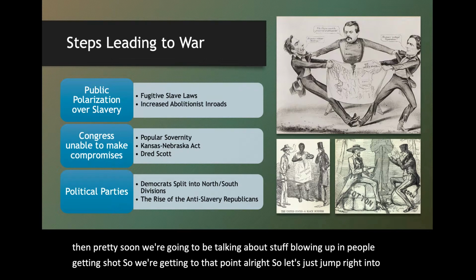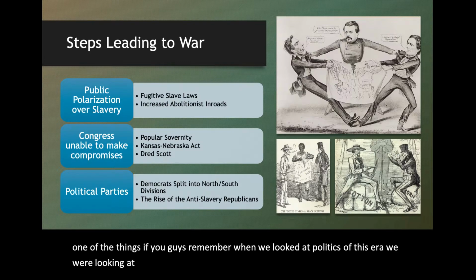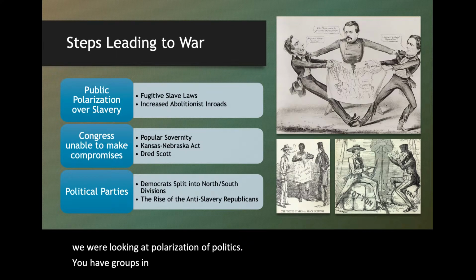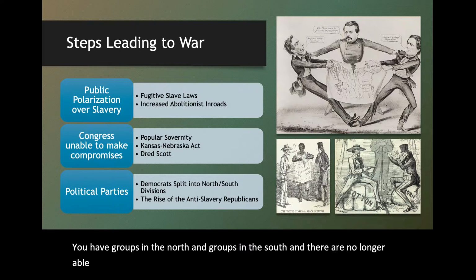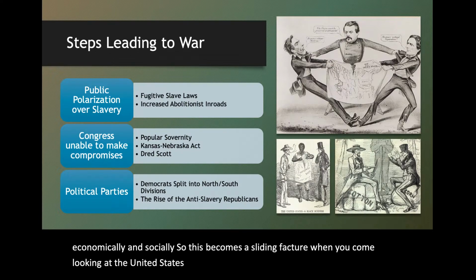One of the things, if you remember, when we looked at politics of this era, we were looking at polarization of politics. You have groups in the North and groups in the South, and they're no longer able to compromise and find solutions in order to keep together politically, economically, and socially. So this becomes a splitting factor when you look at the United States right up to the 1860s, and then the fracture does occur.